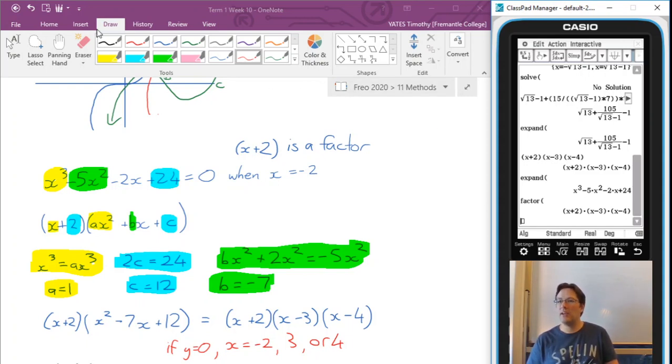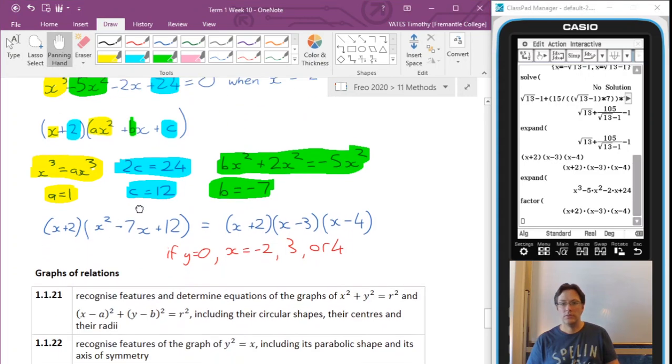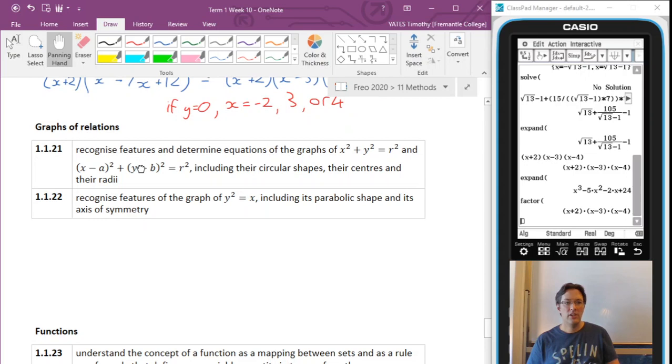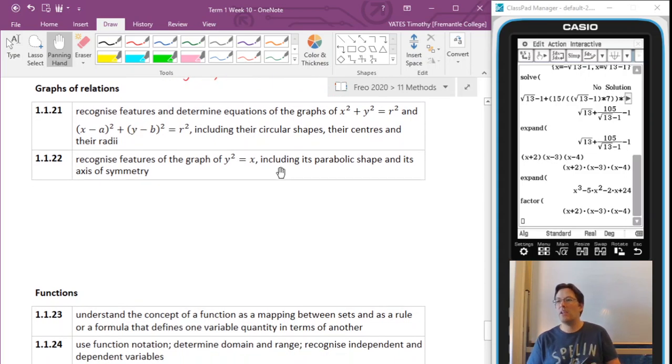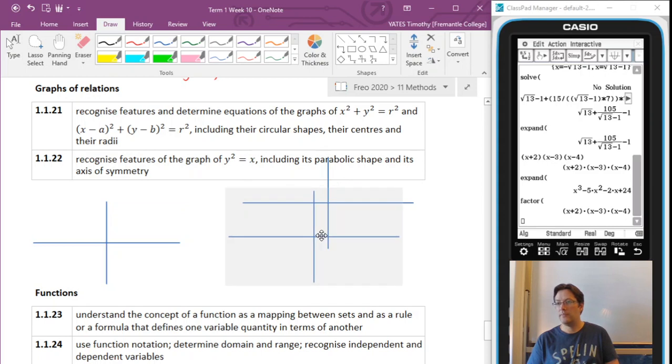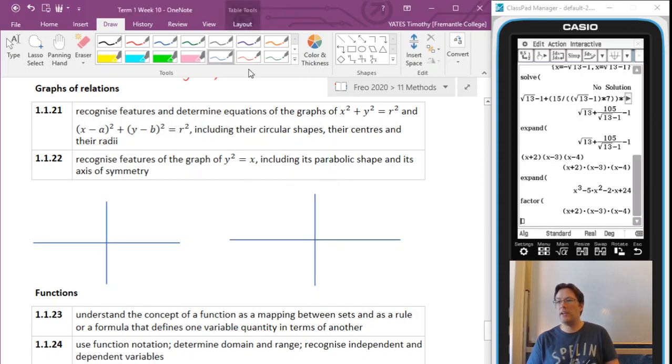So next up, we've got graphs of relations. There are a few different relations. I'll do that in blue, I think that looks a bit better. So these are our two different relations, not functions rather. One of them is x squared plus y squared equals r squared, and that's going to end up being a circle with radius r. So whatever the circle is, the radius is r.